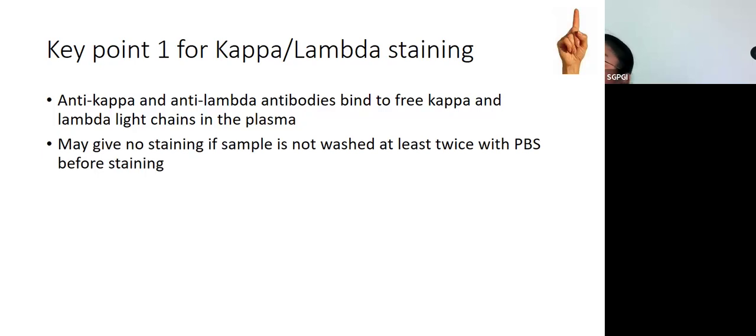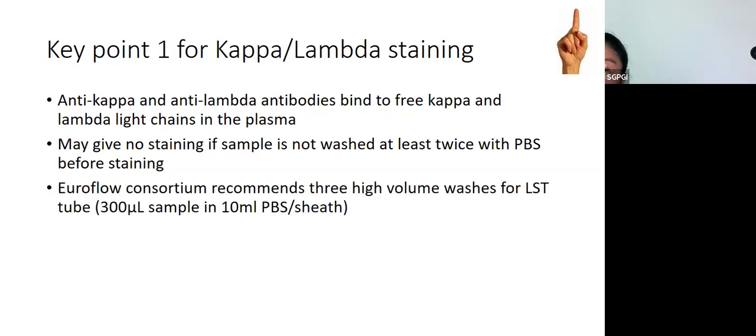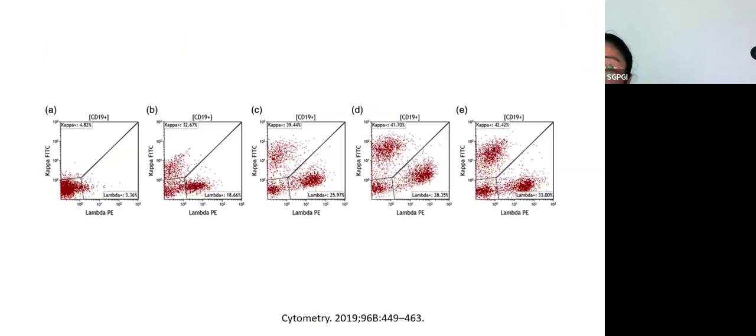So most of the time for kappa or lambda staining, you would prefer a lyse, wash, stain, wash approach. And I'm saying lyse, wash, why? Because usually after lysis, we do one wash and the sample's good to go for a routine leukemia lymphoma flow analysis. However, if you're doing kappa lambda staining, additional washing steps are recommended. So for the Euroflow consortium, they don't recommend lysis as the first step, but they require high volume washes to ensure that all the plasma has been removed. And the lyse, wash, stain, wash approach will work better.